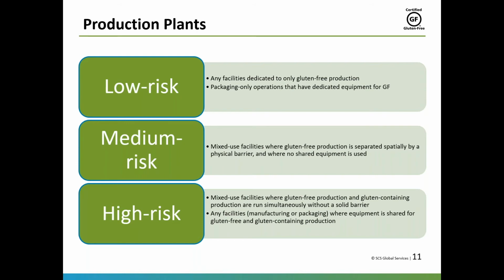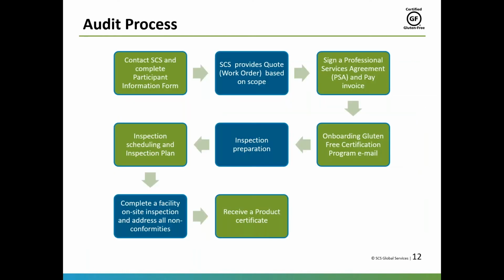And a high-risk facility is going to be the same thing. It's going to be a mixed-use facility. However, there will be gluten-free productions and gluten-containing productions run simultaneously without any physical barriers, or it could be a plant where equipment is shared for gluten-free and gluten-containing production. So those are just the general three breakdowns that we have for scoping. If you have a low-risk plant, you'll be charged a lower amount because the risk is lower.